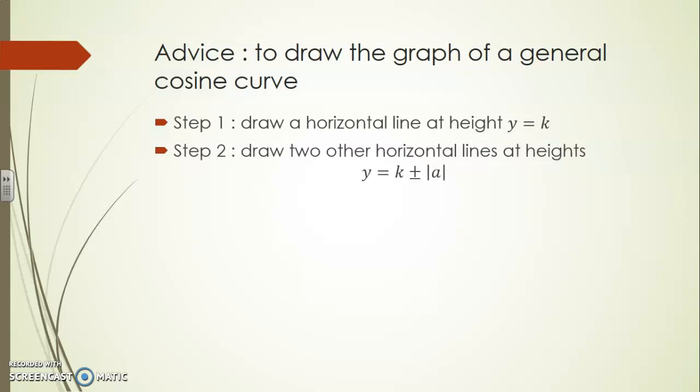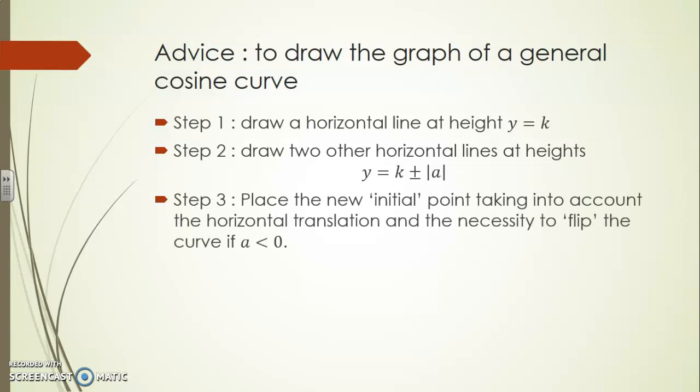Draw two other lines, one that is the absolute value of a above and one below. Recall that the absolute value of a is the amplitude. So essentially it's the displacement above and below the median value. Everything will take place between these two bounds. Place the new initial point, taking into account the horizontal translation and the necessity to flip if the a is negative. That's a little bit complicated, but we'll examine it again. We'll look at an example later on.